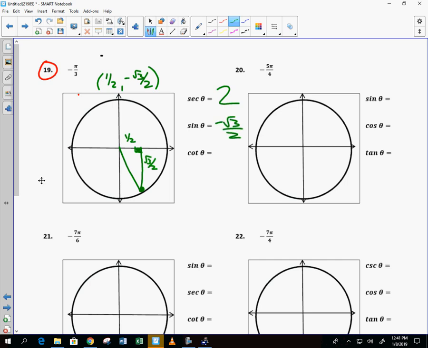How do I determine cotangent? X over y. So I take my x value, which is 1/2, I divide by the y value, which is negative root of 3 over 2. Times by 2 over negative root of 3. Those cancel. Negative root of 3 over 3. What do you think? Good? You got the rest of the hour? Knock this out.